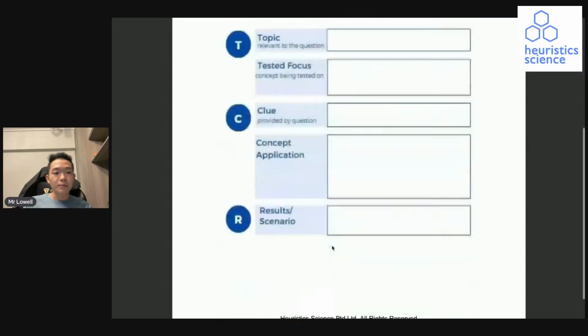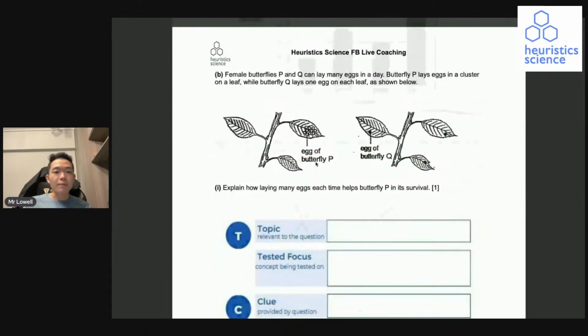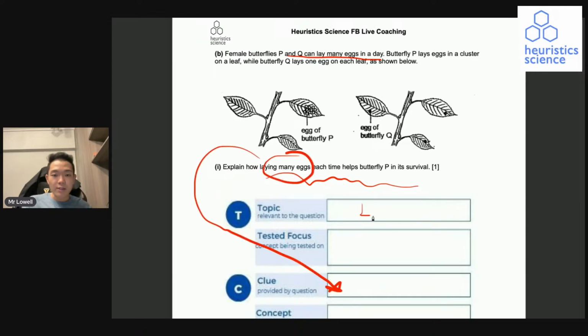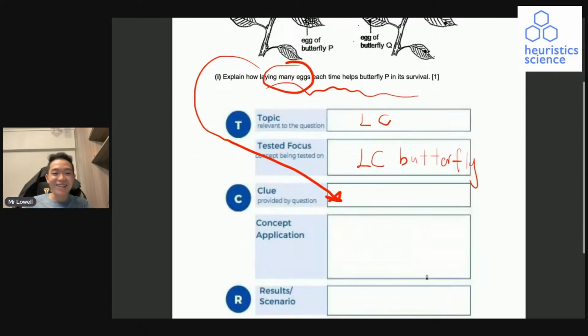Okay, now, sorry. Here, female butterflies can lay many eggs in a day. Okay, they lay eggs in a cluster, 1 lay 1 egg. Okay, how by laying many eggs help butterfly in its survival? Okay, laying many eggs each time, that is going to be my clue. Okay, LC, life cycle. This is life cycle of butterfly. Okay, now this is a very common question. Okay, sorry, I'm gonna use my mouse so it's not the best handwriting, but it's not really handwriting, it's mouse writing. Yeah. Okay, so what is the common sense application here?